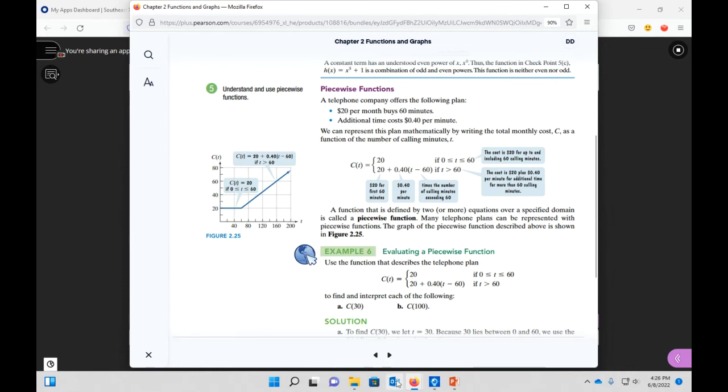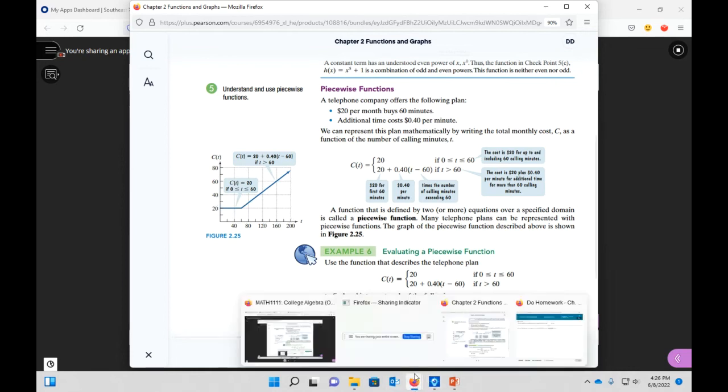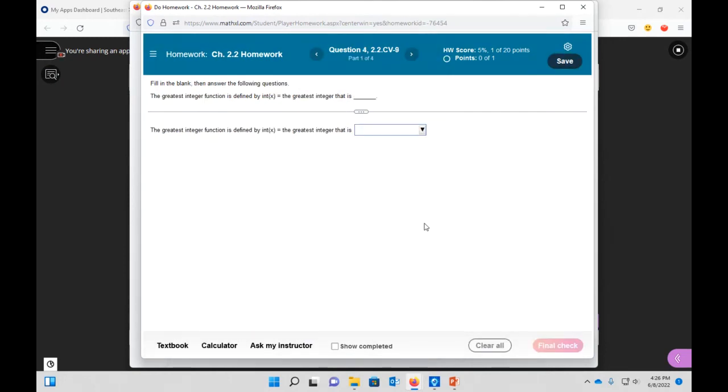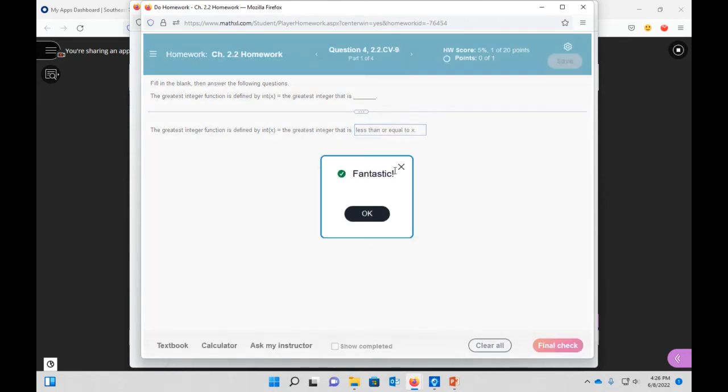Now, the next question in that homework set is, let's go back to the homework set. We got that one right. Is this thing. The greatest integer function is defined by int(x) equals the greatest integer that is what? Greater than or equal to x, less than x, greater than x, less than or equal to x? Greater than... the answer is less than or equal to x. And so there's our final check. We got that one right.